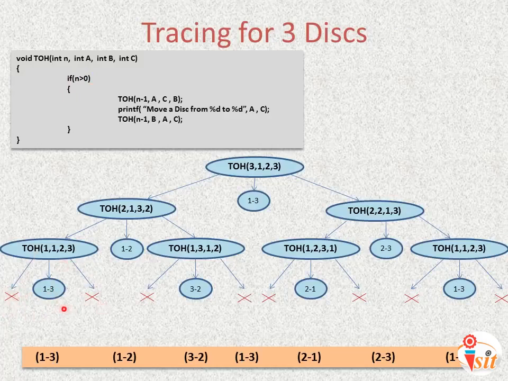Now finally, in this complete tracing, these are the printfs. I have collected all of them here at the bottom. 1 to 3, 1 to 2, 3 to 2, 1 to 3, and so on. Now these are the moves that we have to take for moving 3 disks from tower A to tower C. So let us see whether these moves will really help us in moving 3 disks from tower A to tower C.